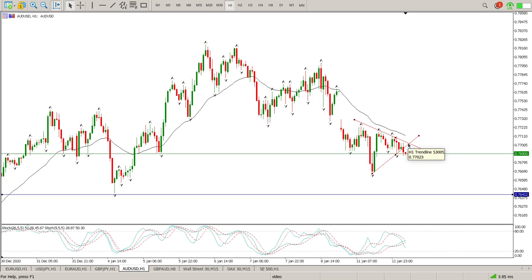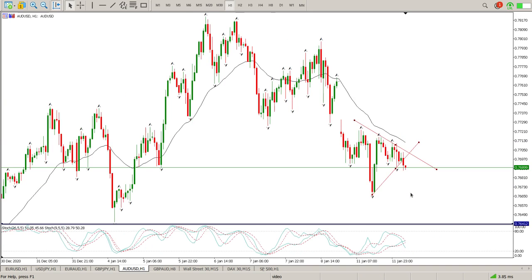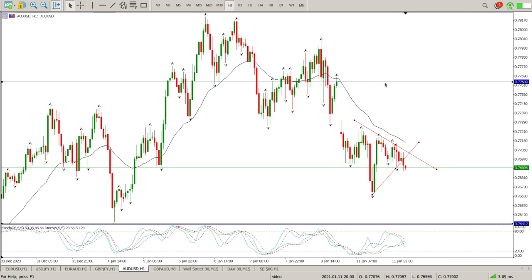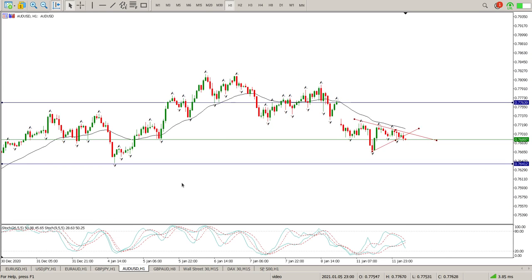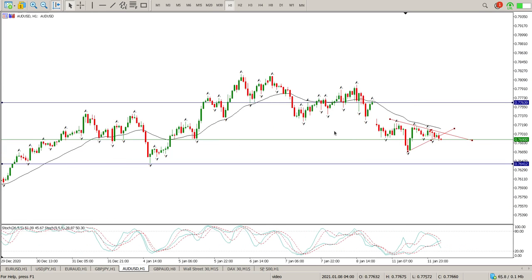0.77023. If we reject that area, then we're coming back down here to the 0.76400 area. If we get above this trend line, in other words, it's a fake out, and we find support here, then you're looking for this gap. Ask yourself, where is the bigger magnet? And in my view, the bigger magnet is up there. So that's the structure I'm looking at the moment.